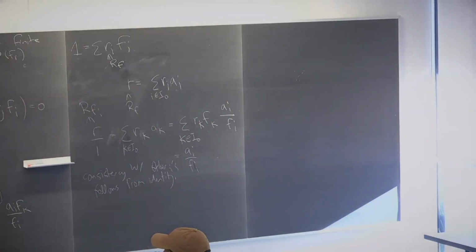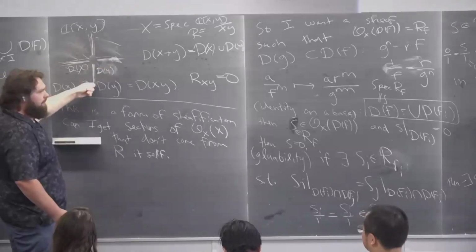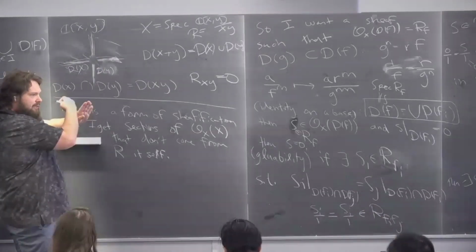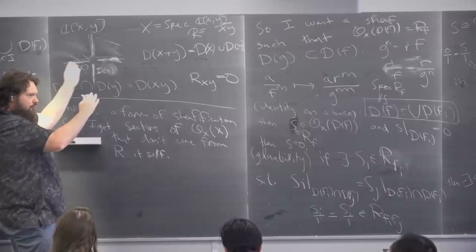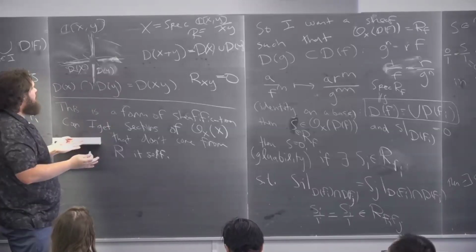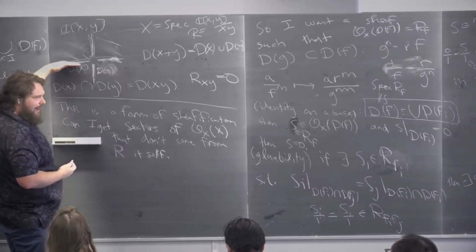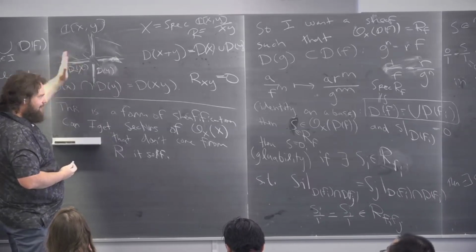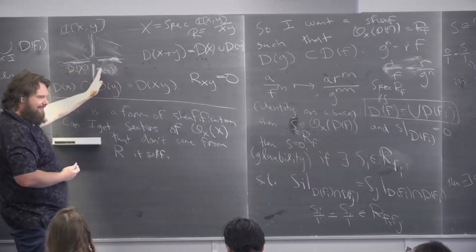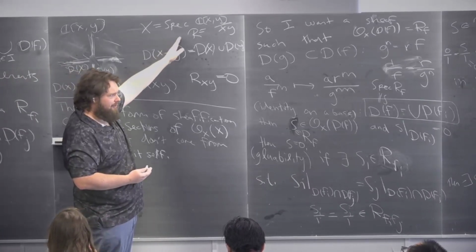By this restriction map I wrote here. If you think about this, it's like I'm taking a function on the union of these two coordinate axes minus the origin, and I'm restricting to the two ones separately. So the two separate maps will have a kernel. And it's genuinely not totally obvious that if I have a Laurent polynomial in X and a Laurent polynomial in Y, I have an element of this quotient that glues them together.